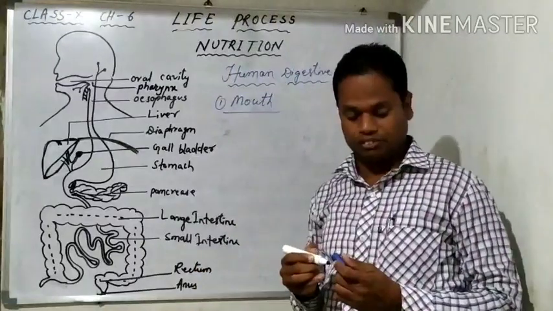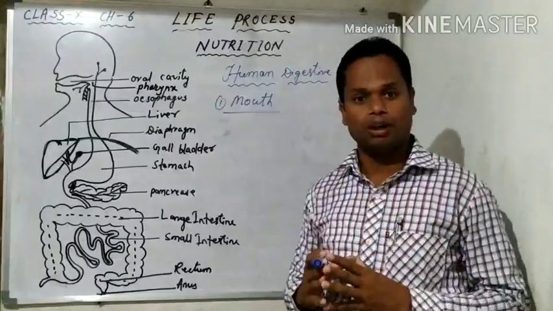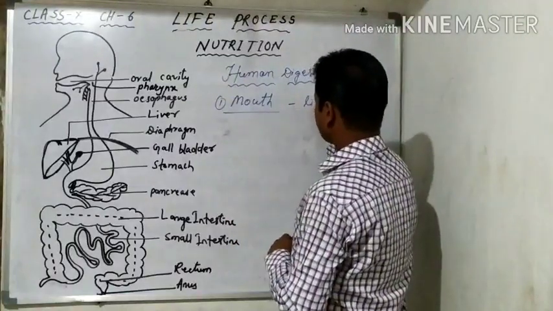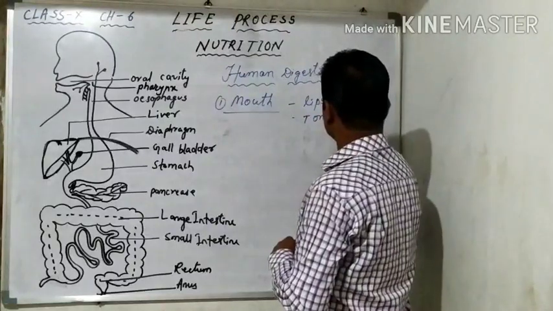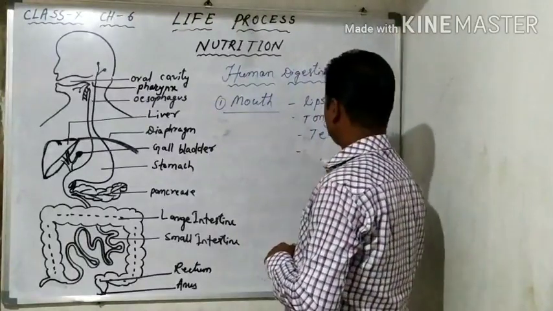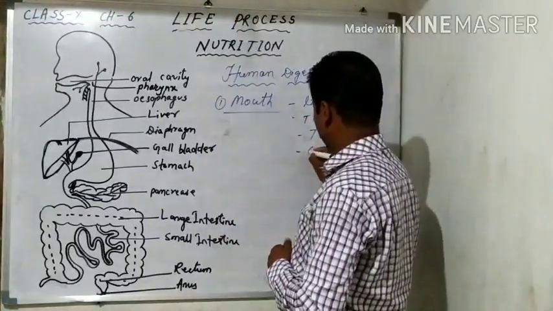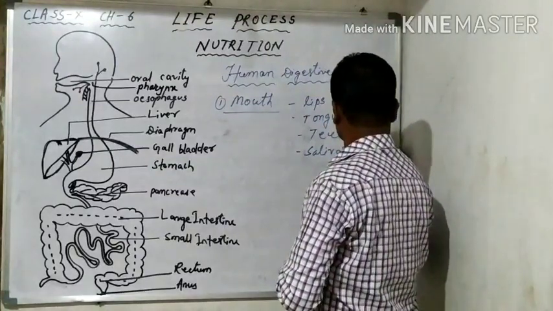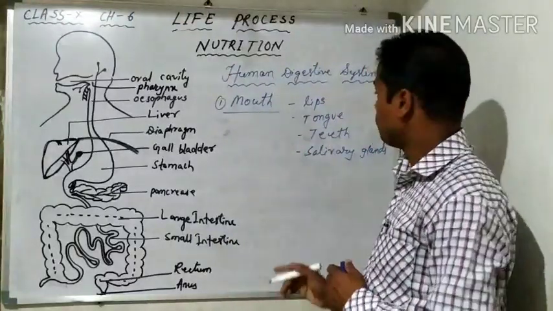The first part of the human digestive system is the mouth. All of you know that if you observe our mouth very properly, it contains the lips, the tongue, the teeth, and the salivary glands. These are the main parts seen inside our mouth.